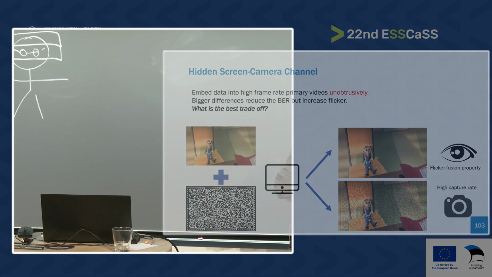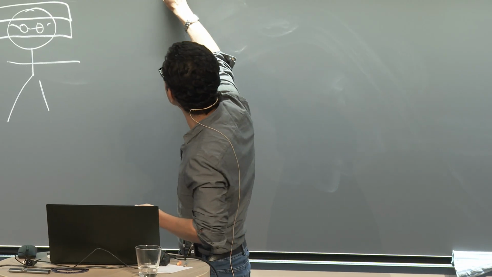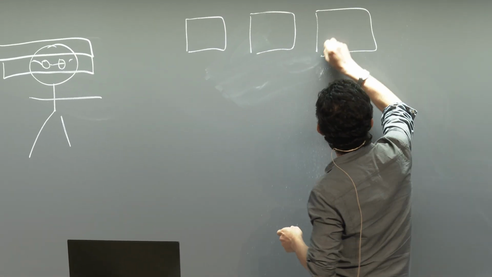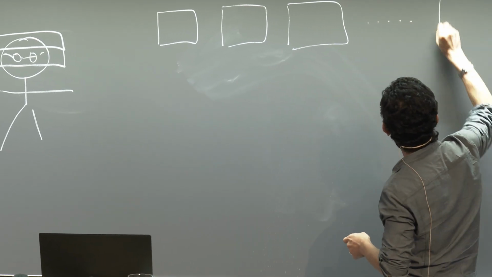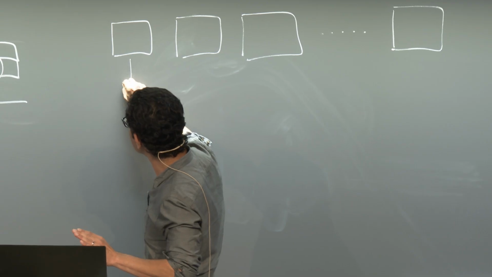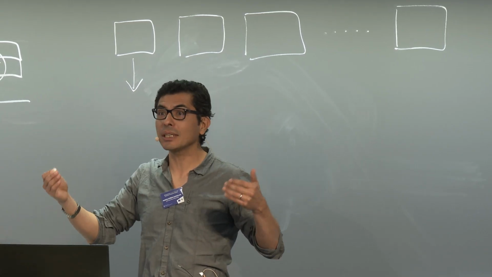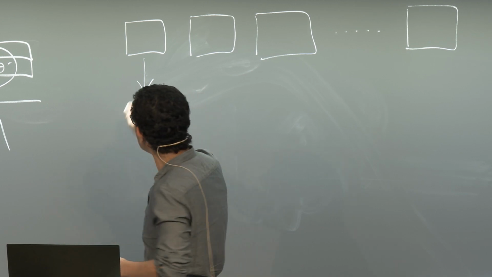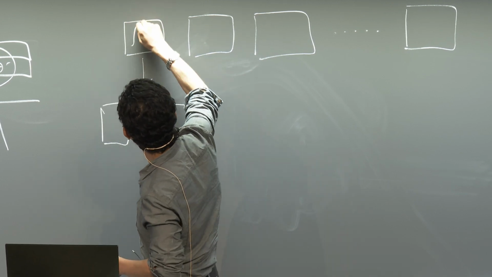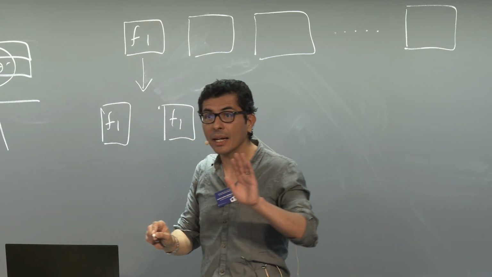So as all of you know, a movie is just a series of images. Right? So you have a movie, let's say at 60 frames per second. And then what you are going to do is you're going to take one frame and duplicate it. So instead of being 60 frames per second, now you're going to transmit at 120 frames per second. So you duplicate this frame 1. This is F1, frame 1. This is frame 1, frame 1, exactly as it is.